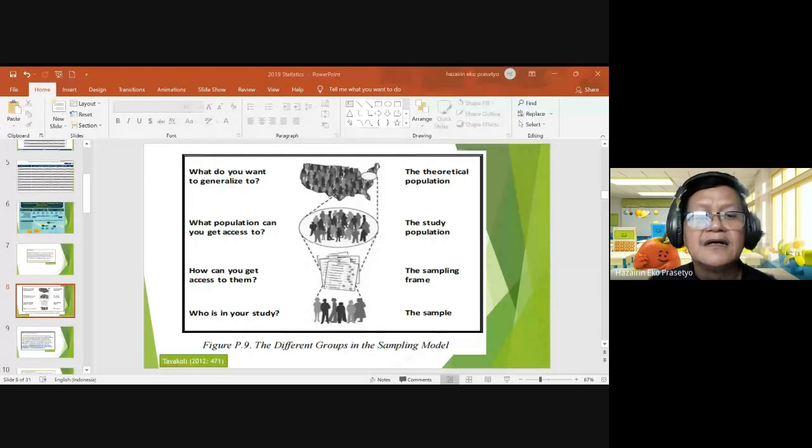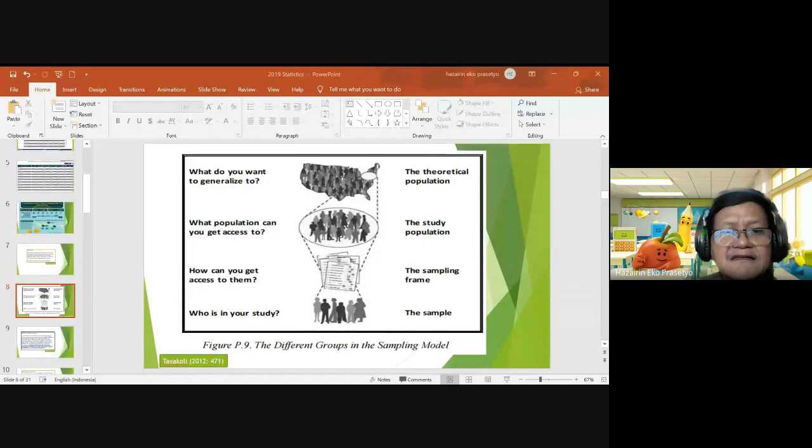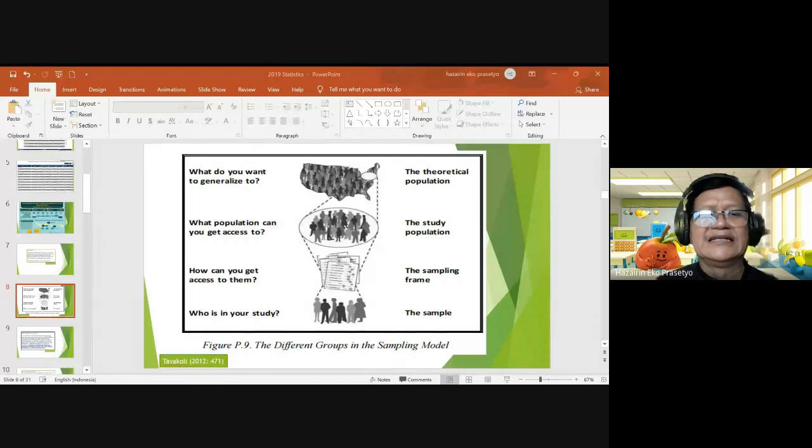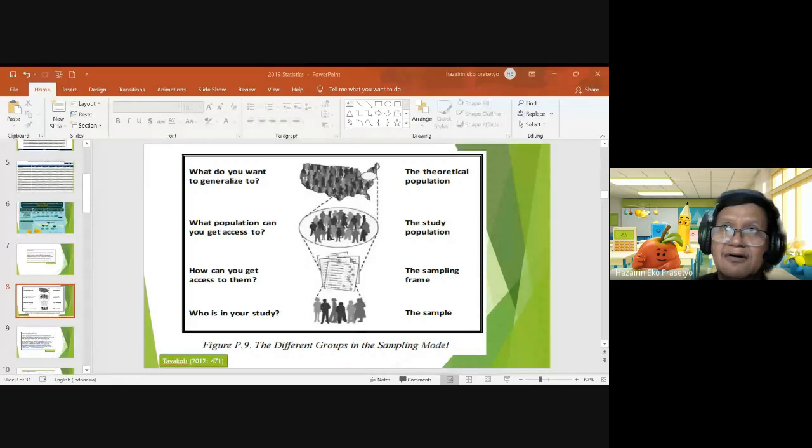Can you see the slide? Yes, sir. The number of students, 2,000 students, for example. You want to generalize, to apply the results of your research among these 2,000 students. This is called theoretical population. So for example, all students of SMP in Jakarta, 2,000 students, theoretical population. So the result of research could be true among the 2,000 students.